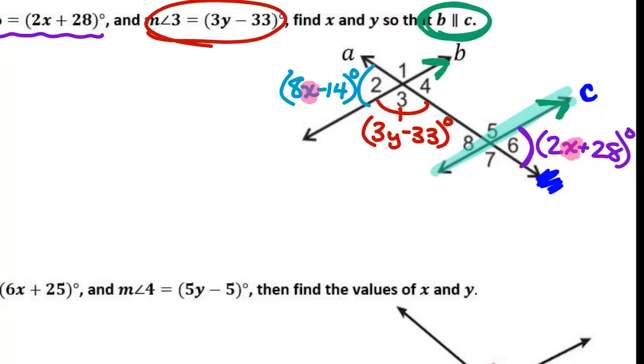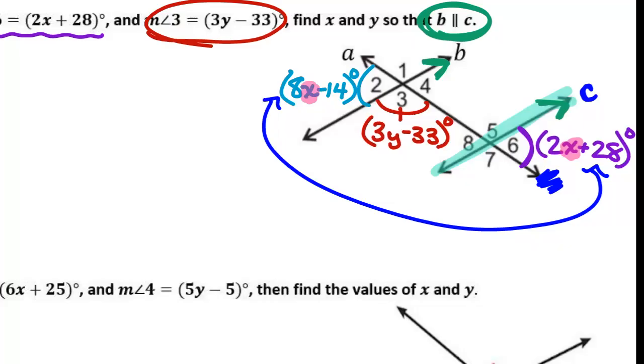What type of angles are these two? Are they interior or exterior angles? They're exterior angles. The interior would be this space in between B and C. So those are exterior angles. Same side or opposite sides of this transversal? Opposite.